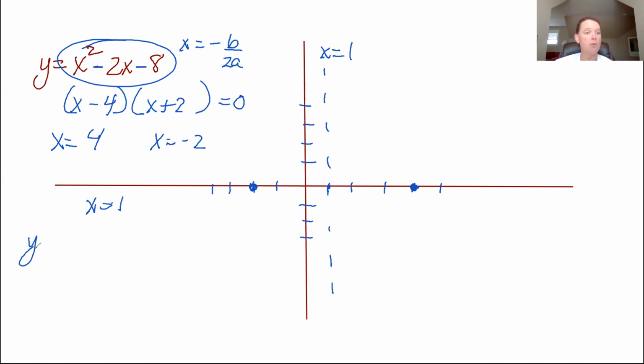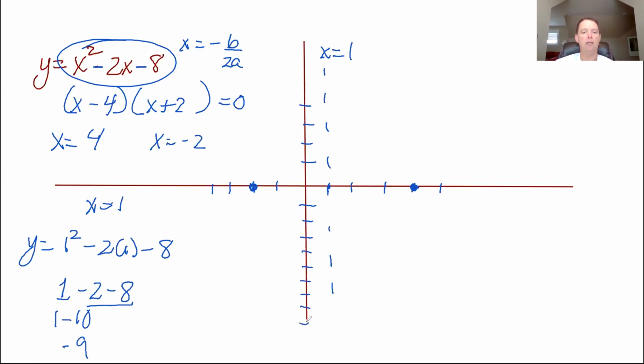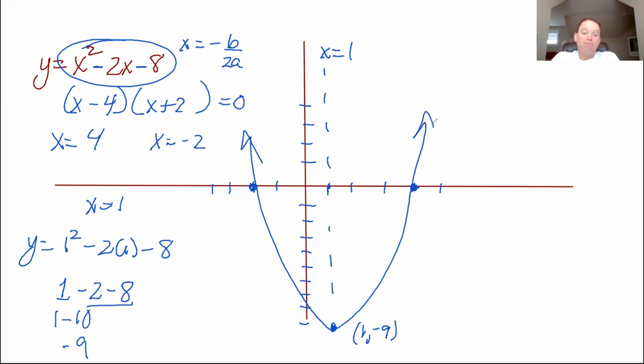So now y equals 1 squared minus 2 times 1 plus 8. Oh, sorry, minus 8. Yep, got it all excited there. It's minus 8. So this is 1 minus 2 minus 8, 1 minus 10 minus 9. 3, 4, 5, 6, 7, 8, 9. We put our vertex down here at 1, negative 9. And we go graphing. What do you think?